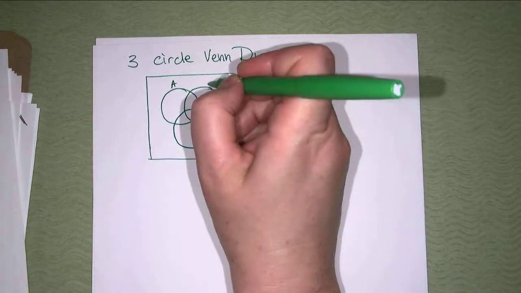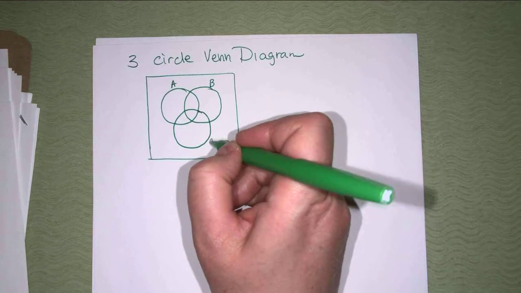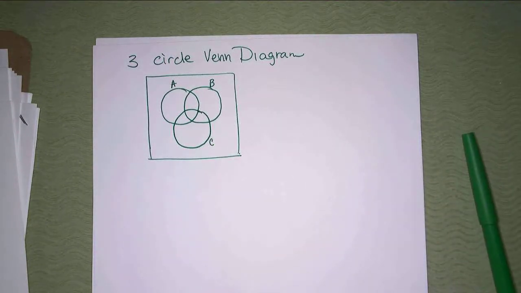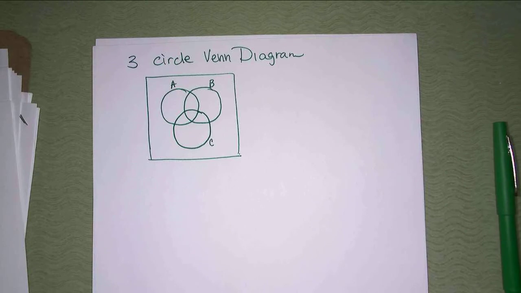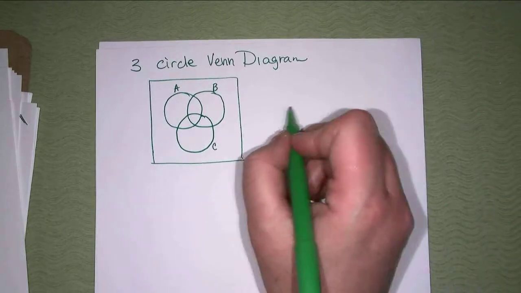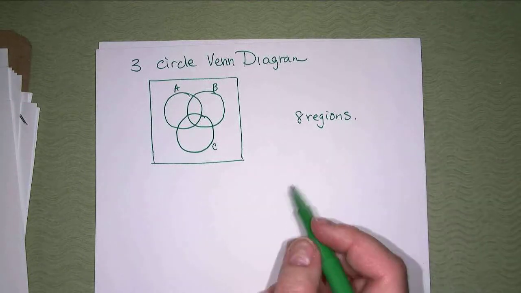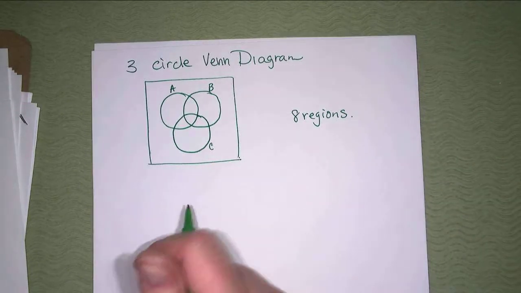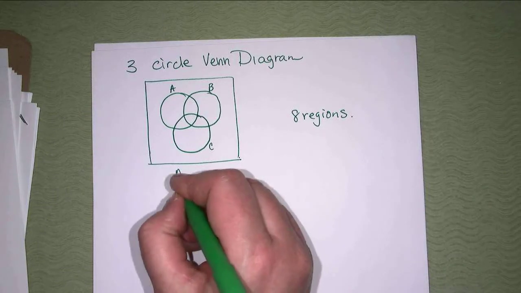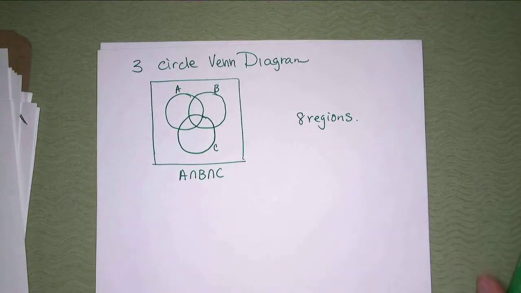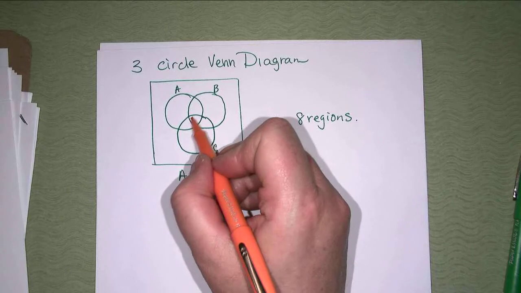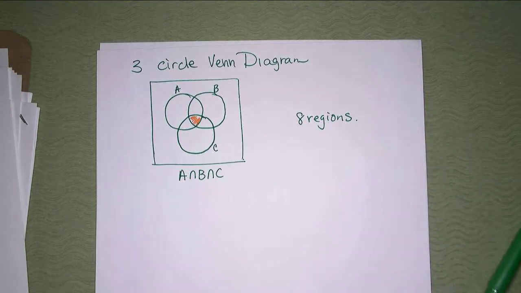So this would be A, B, C. How many different regions are there that we're looking at here? 6 or 7? Yeah, 8. Okay. So we could just show A intersection B intersection C would be where? Where they all overlap in that very center, right?